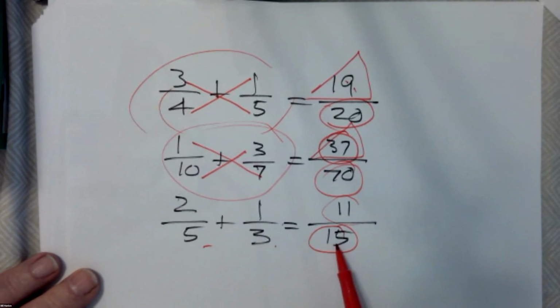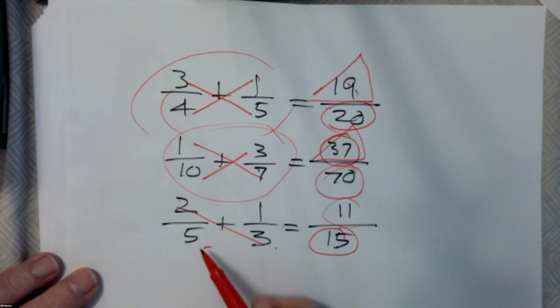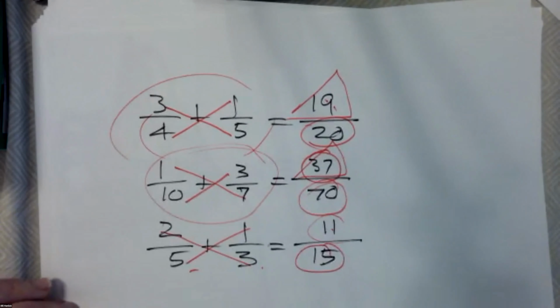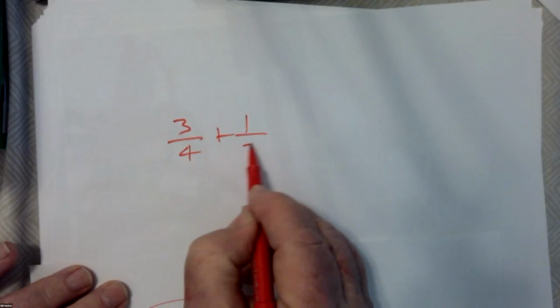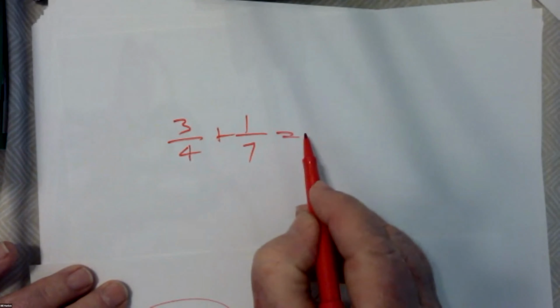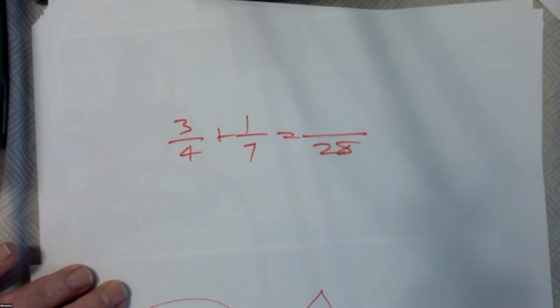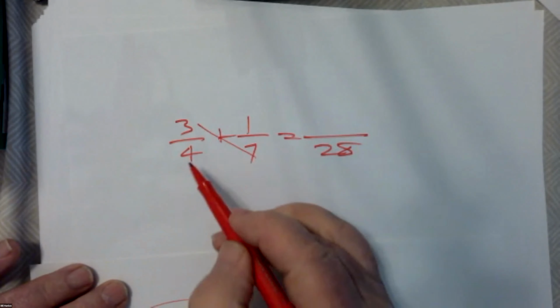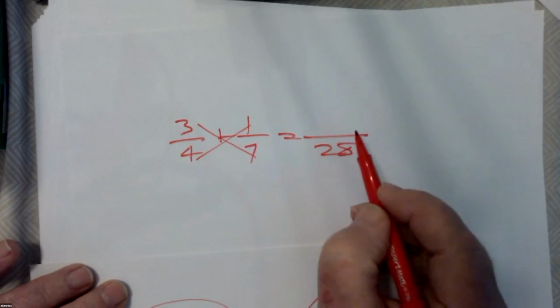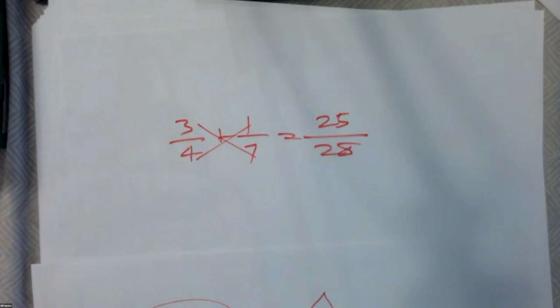Same thing here. 5 times 3 is 15. 2 times 3 is 6. 5 times 1 is 5. 6 and 5, sure enough, gives me 11. So now if somebody says to me, what is 3/4 plus 1/7? I know my common denominator is 28, and then I'm going to multiply diagonally. 3 times 7 is 21. 4 times 1 is 4. 21 and 4 is 25.